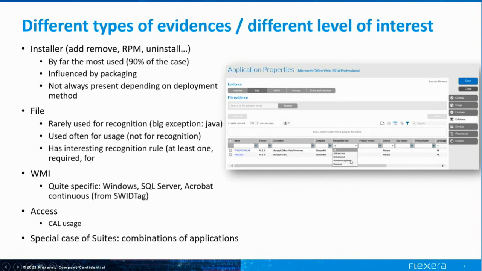Not for recognition means that actually we use the file evidence if we get some usage. If an application was recognized, let's say Visio 2016 Professional was recognized, but we had a last use date and a duration of usage from the metering of SCCM or of LMS agent, we will be able to attach this usage, which relates to a file evidence that has poor information for recognition, to the recognized application, and the application will have been recognized through the installer evidence. So file evidence for usage.